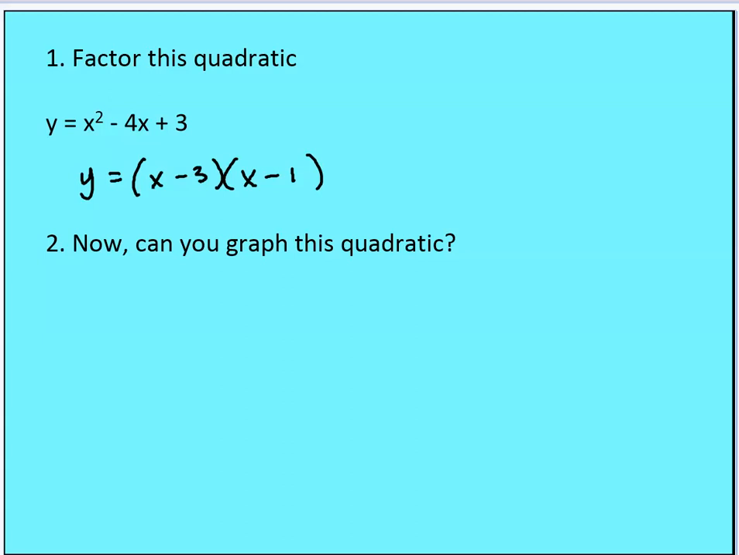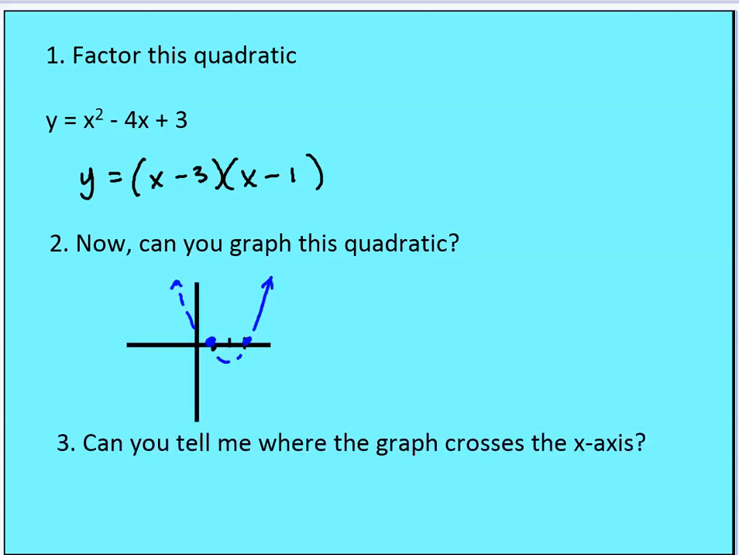Now, can you graph this quadratic? Where does it face? What are the x-intercepts? What's the y-intercept? So you can quickly sketch it. Please pause here. All right, so you should get something that looks like this. I have a quadratic that opens up. The two x-intercepts, (3, 0) and (1, 0).